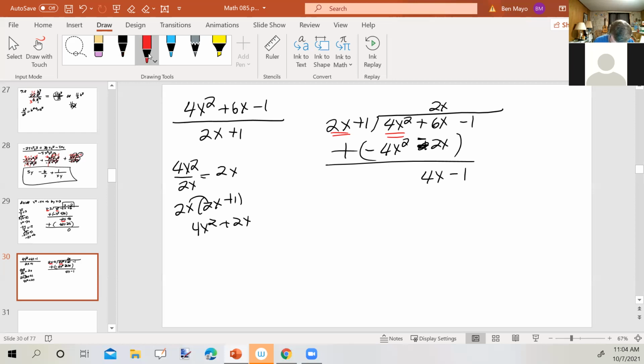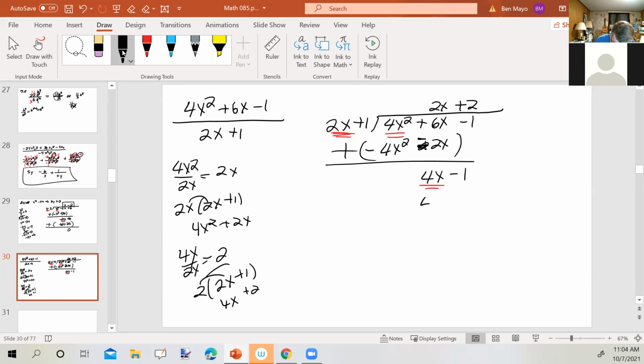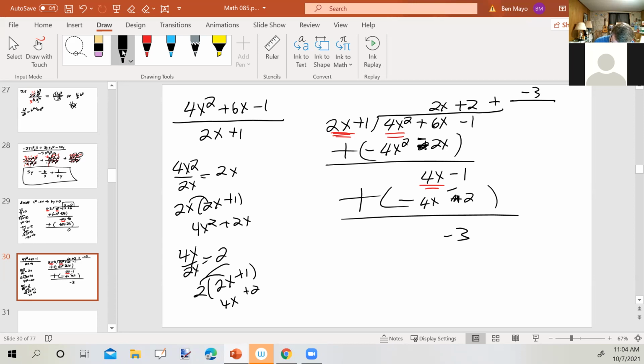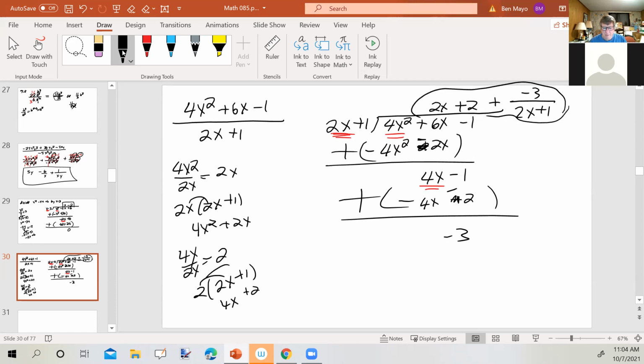Start the process all over. The leading term inside divided by the leading term outside. 4x divided by 2x is 2, so plus 2. 2 times the divisor, 4x plus 2, which goes there. Subtract it from what's up above, change it to addition of the opposite. 4x plus negative 4x is 0. Negative 1 plus negative 2 is negative 3. So we have 2x plus 2 plus negative 3 over 2x plus 1. And there's that answer. Any questions there?